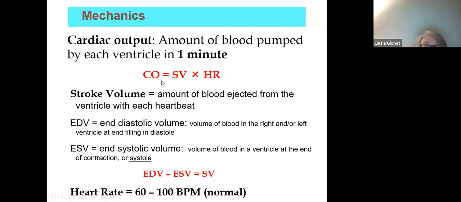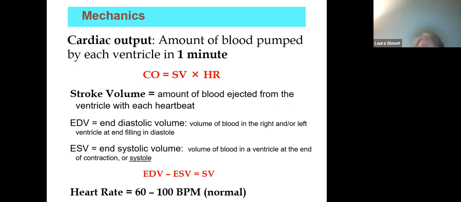We take stroke volume, which is the amount of blood ejected with each heartbeat, and then we multiply that by how many beats per minute. So stroke volume is the amount of blood ejected from the ventricle with each heartbeat. We have what's called the EDV, which is the end diastolic volume. That's the volume of blood in the right or left ventricle at the end of filling in diastole. So essentially, how much blood blows up that balloon of the ventricles, right? How much, the exact milliliters, quantity of blood upon full blowing up of the balloon.